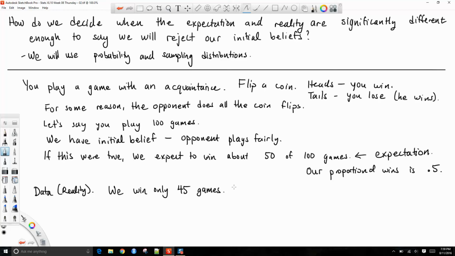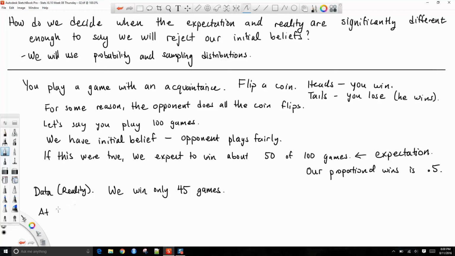So we win only 45 games. We're expecting to win 50% of the games, 50 games, and we only won 45. Do we call him out and say you're cheating? We say, well, I guess he could have been lucky, I guess I could have been unlucky. 45 versus 50, is that really different? Something in our gut says maybe it was just bad luck. If we're just going with our gut, and I'll talk about how our gut lines up with the probabilities later.